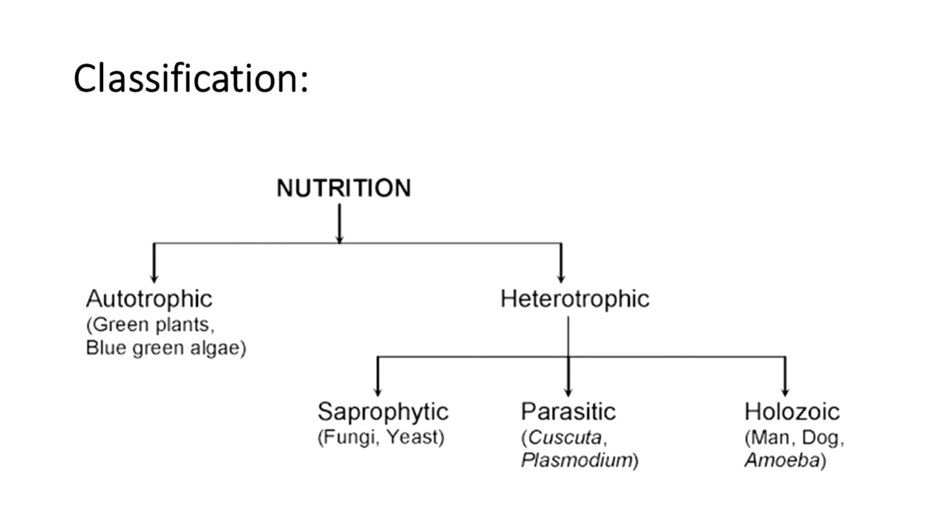The examples of autotrophic nutrition include green plants and blue green algae. The heterotrophic nutrition is again subclassified into saprophytic, parasitic, and holozoic. The examples of saprophytic include fungi and yeast. Parasitic include cuscuta and plasmodium, and the holozoic examples include man, dog, amoeba, and some other animals. We will study in detail about these types.